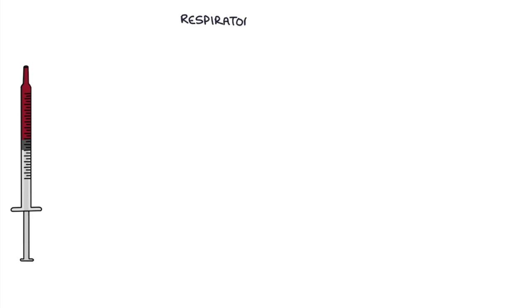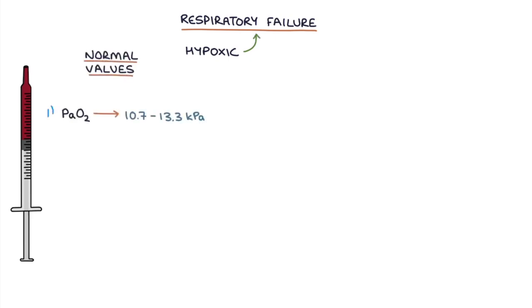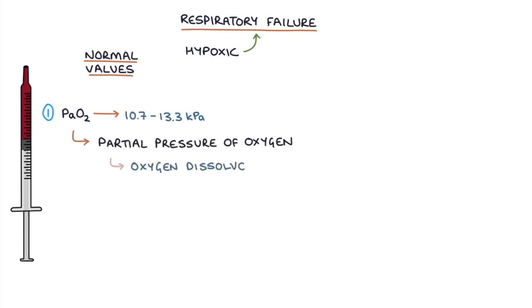Let's talk about respiratory failure. The first step when you're analysing an ABG is to determine if the patient is hypoxic. Hypoxia indicates respiratory failure. First, look at the PaO2, or the partial pressure of oxygen. This is the amount of oxygen dissolved in the blood. A low PaO2 indicates hypoxia and respiratory failure.